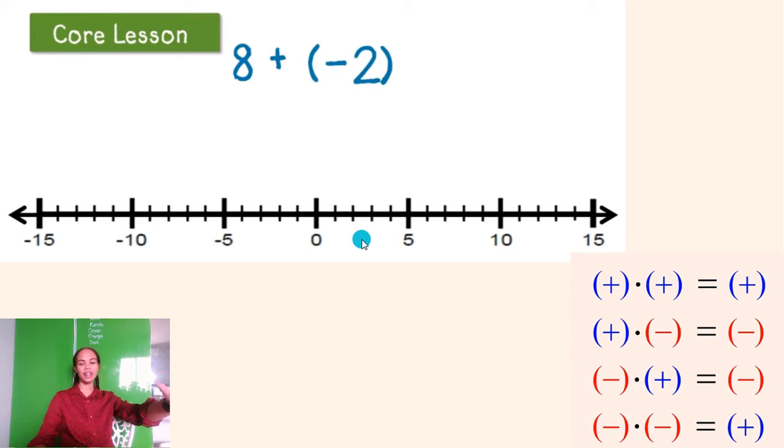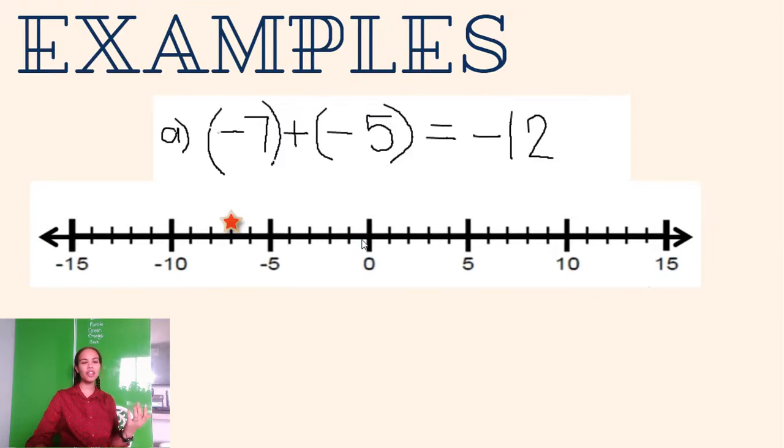Let's use a number line to help us. So I've got something over here. I've got minus 7 plus a minus 5. So I've got a minus 7. I'm over here on the number line. I'm at the star. And I need to go more to the left by 5 spaces. So I'm going to count 1, 2, 3, 4, 5. That leaves me at minus 12 or negative 12.